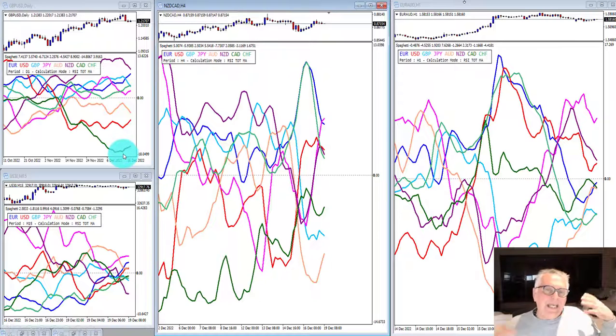So again, the signals just jump out at you all the time, because what is happening is you're monitoring 28 currencies at the same time when you use this. Although there are only 8 currencies involved, we are monitoring all the crosses involved in those 8 currencies.